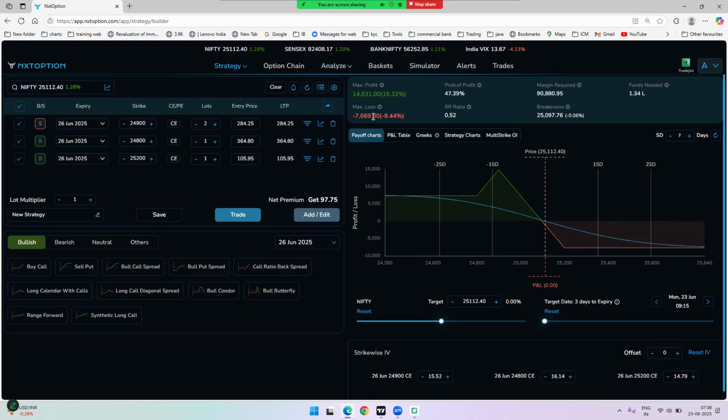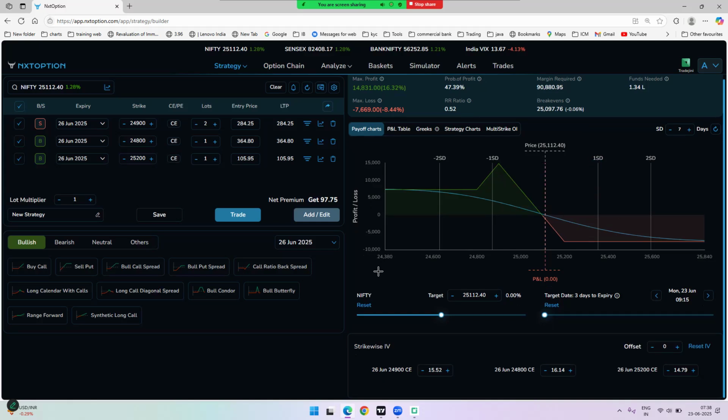But this will not work in my favor if the market goes above 25,200. Anything below 25,100, I will be in profit, with optimum profit around 14,831. Now, you can do one thing. You can actually change the target date here. This is one of the very interesting features. So let's say I hold the position till Wednesday.